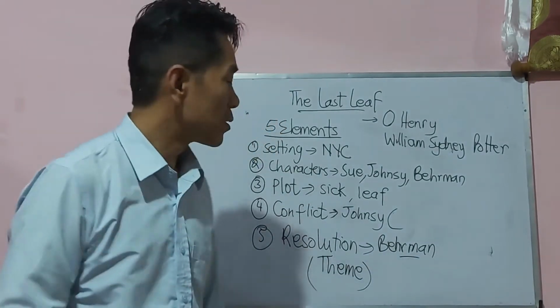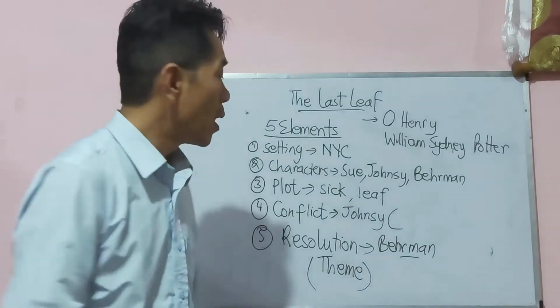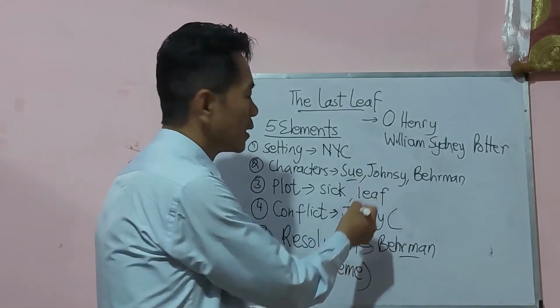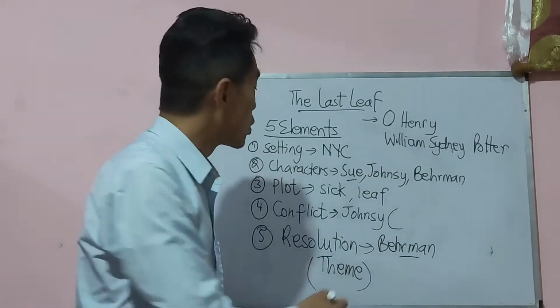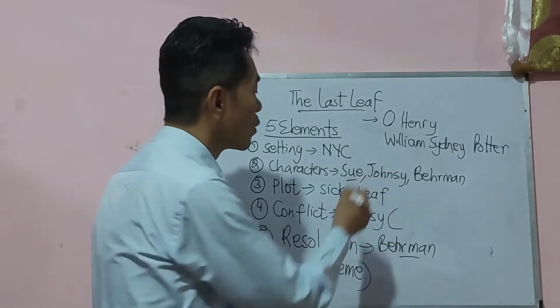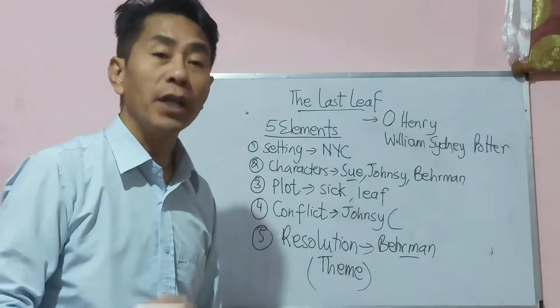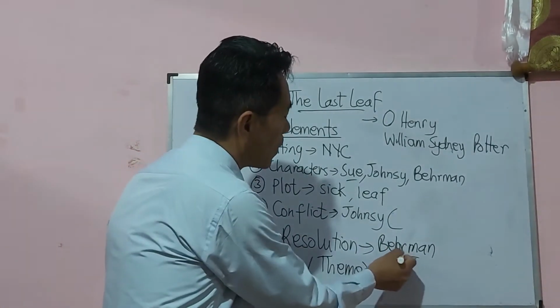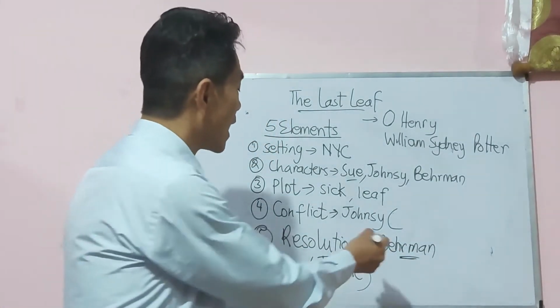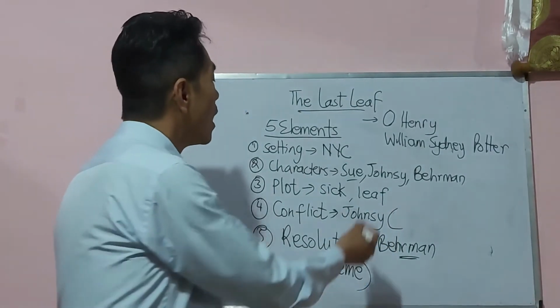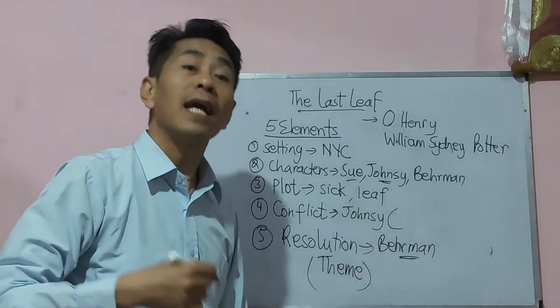So the sacrifice of Behrman, which is a concern of Johnsy, which is due to Johnsy, who was sick. Behrman was also sick. They both were suffering from pneumonia. And finally, Behrman dies. He dies because of pneumonia, but Johnsy recovered.